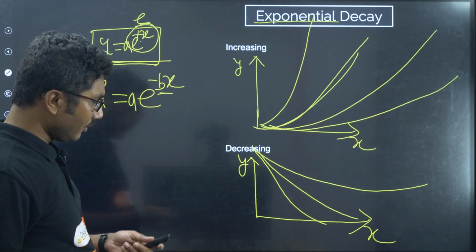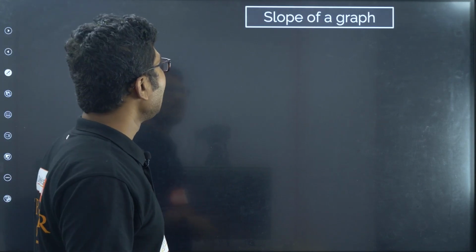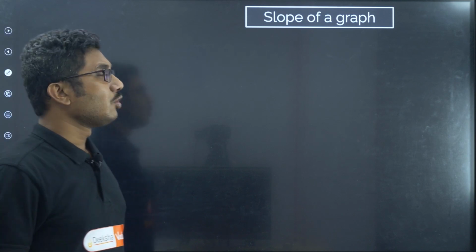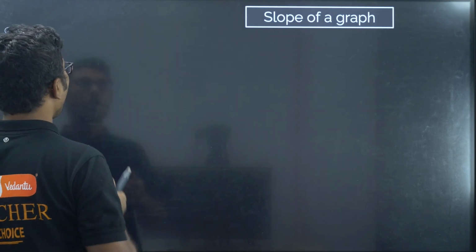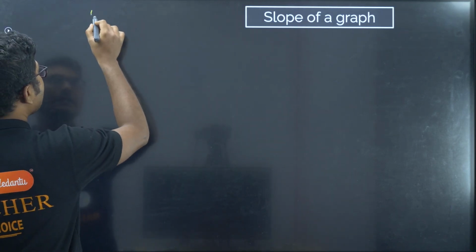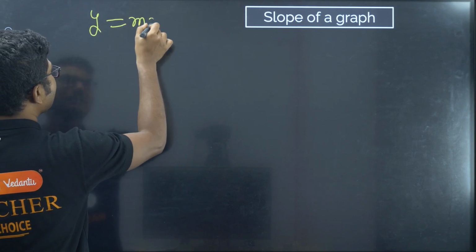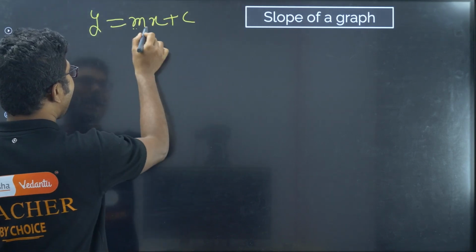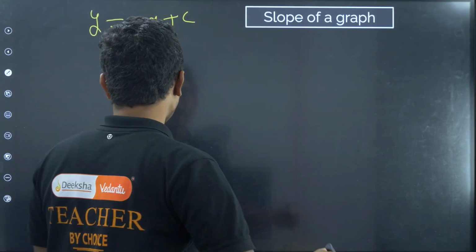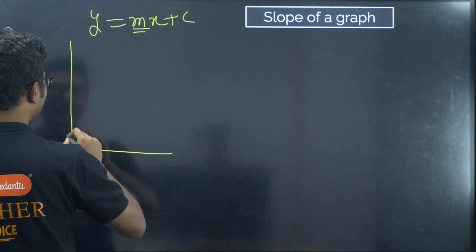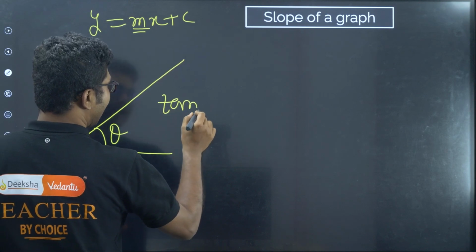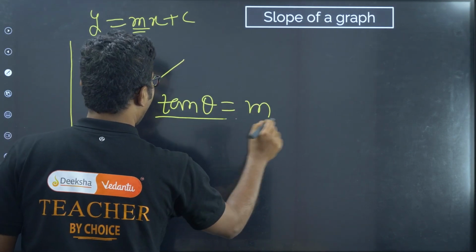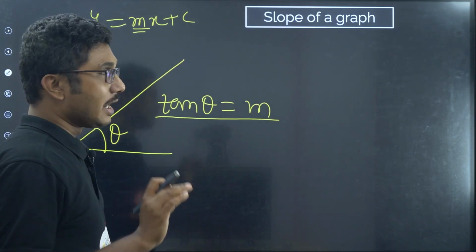Now let's look into the next part. The next part is the slope of a graph. What is the meaning of the slope of a graph? We will discuss it a little more in the upcoming chapter, geometry. Slope means, as I already explained, in a straight line y equals mx plus c, this m is called the slope. That slope basically means the angle theta that the straight line is making, and if we take tan of that angle, that is called the slope. That is the basic meaning of slope for now.